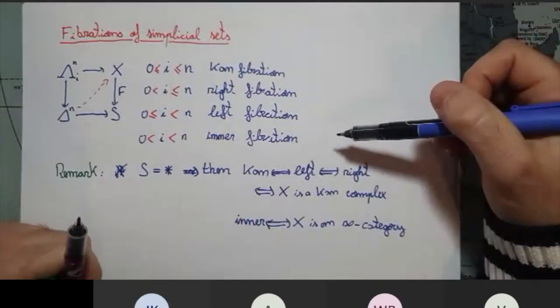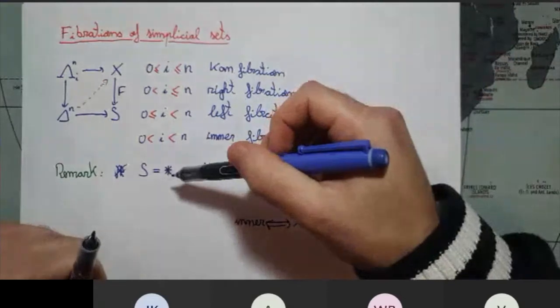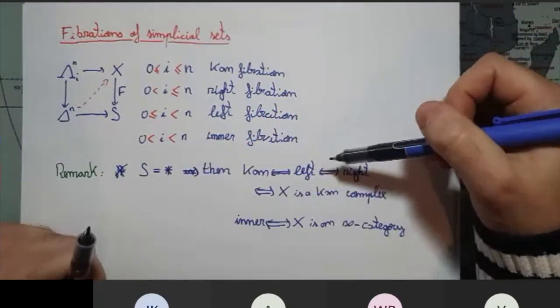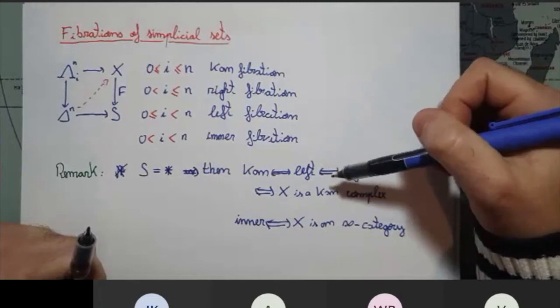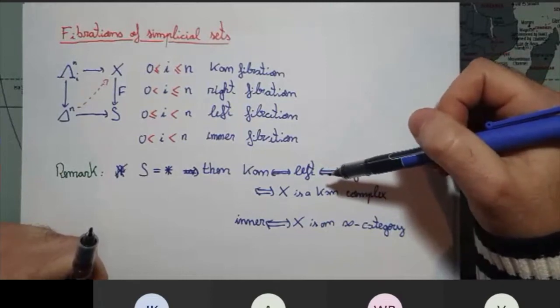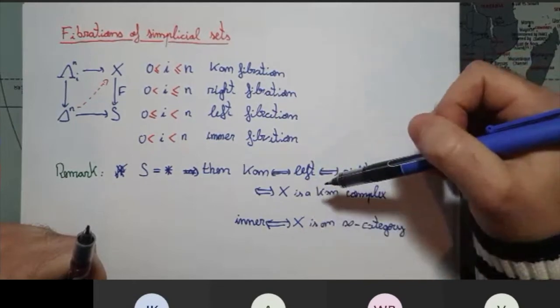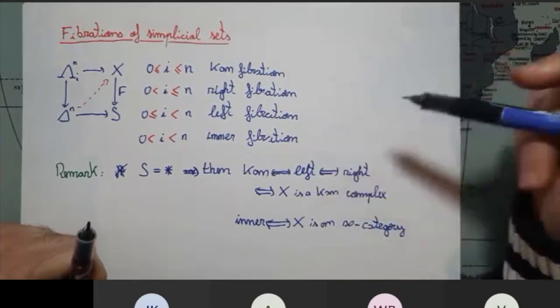And if S is just the point, then Kan is the same as left and right fibration, and that is the same as saying that X is a Kan complex, and inner fibration is the same as X being an infinity category.